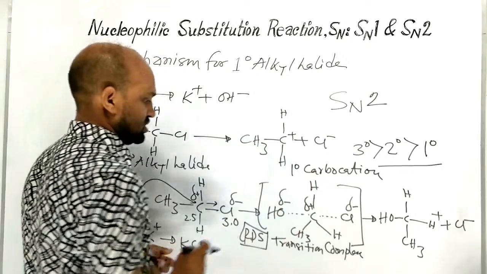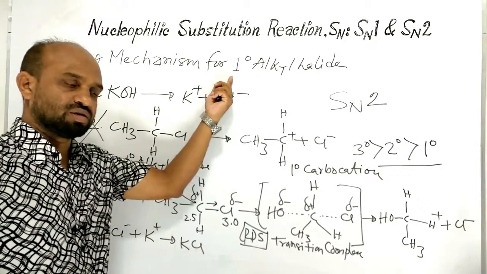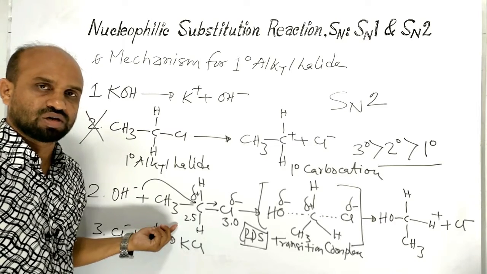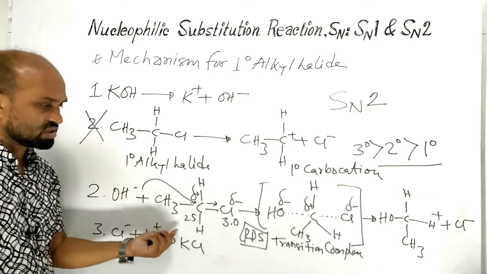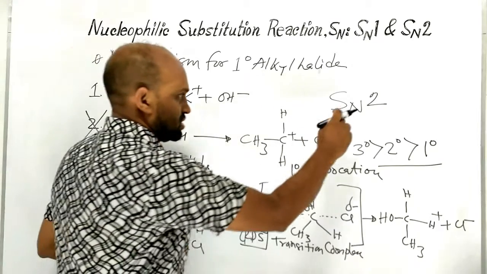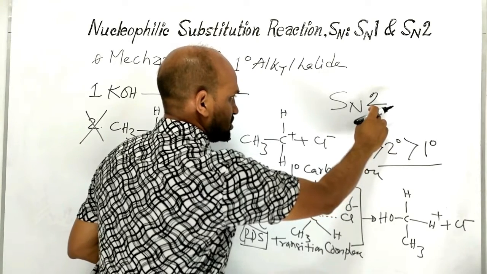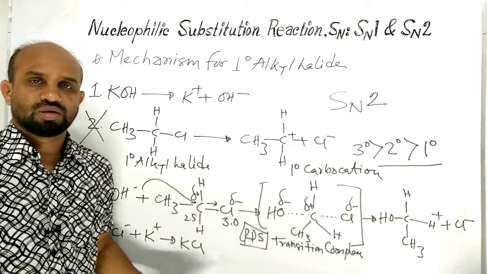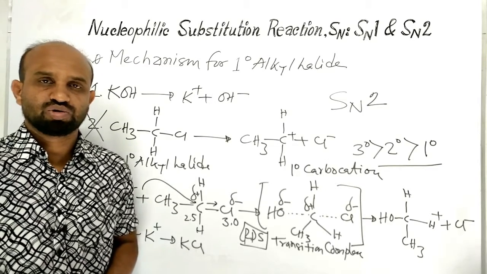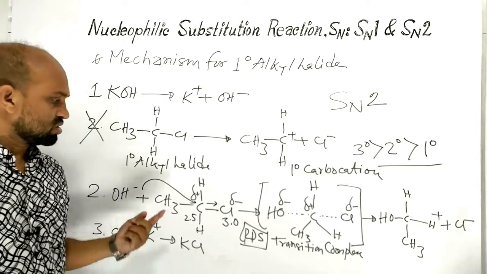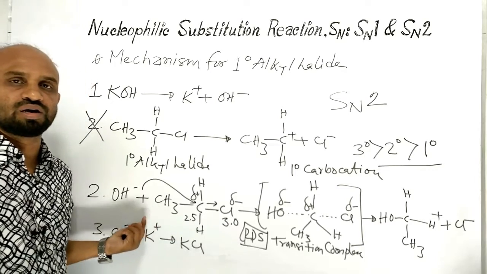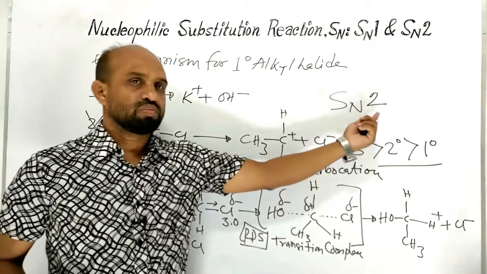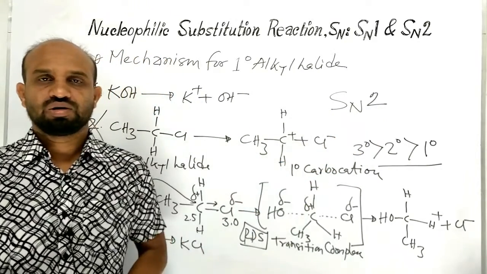This is bimolecular nucleophilic substitution. In case of 1 degree alkyl halide, in the rate determining step, 2 reactants are involved in the nucleophilic substitution. As 2 reactants are involved in the rate determining step, that is why this reaction is called bimolecular nucleophilic substitution. The definition is, when the rate of a nucleophilic substitution reaction depends on the molar concentration of both alkyl halide and nucleophile, 2 reactants, then the reaction is called bimolecular nucleophilic substitution or SN2 reaction.